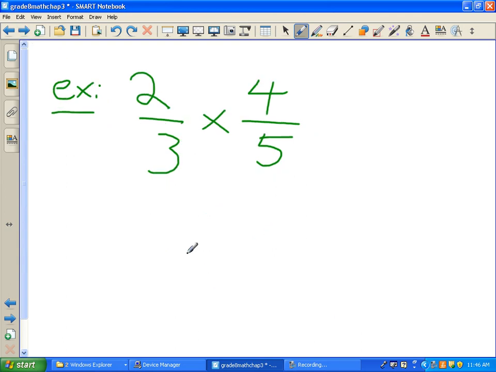In the next one, we can look at this and see if we can simplify anything. That's as low as it can go. That's as low as it can go. 3 and 4, nope, we can't cross simplify. 5 and 2, nope, we cannot cross simplify. So all we have to do is multiply them together. 2 times 4 is 8, and 3 times 5 is 15. And that is as low as it can go.